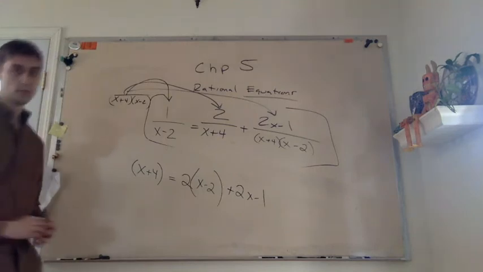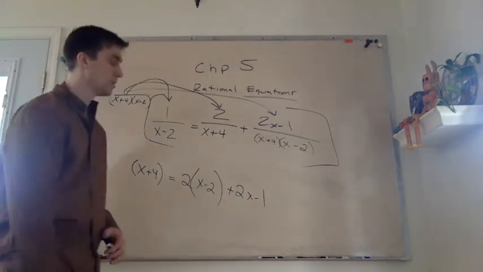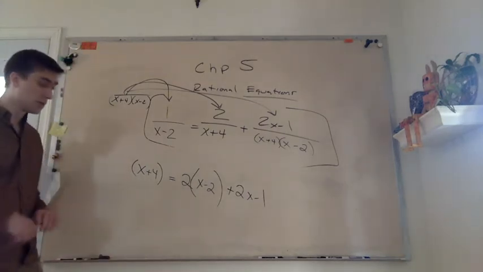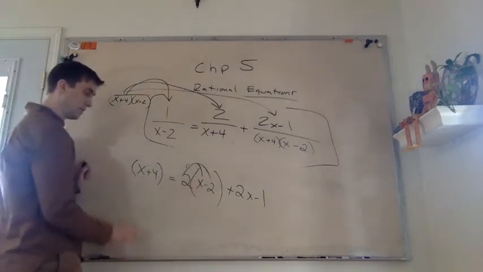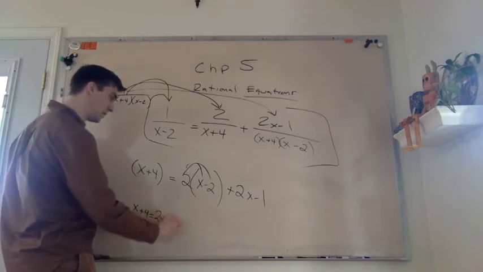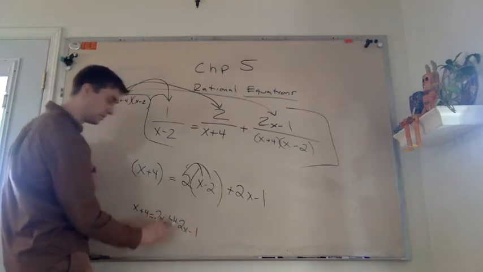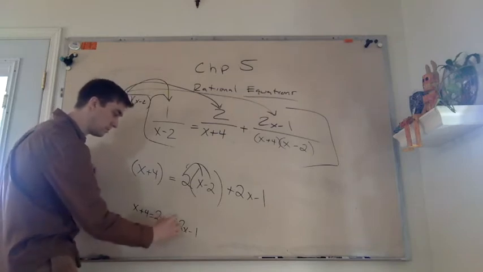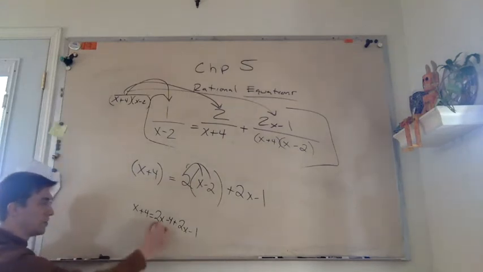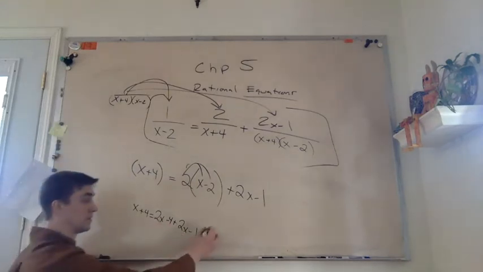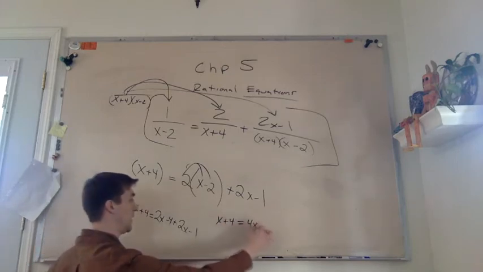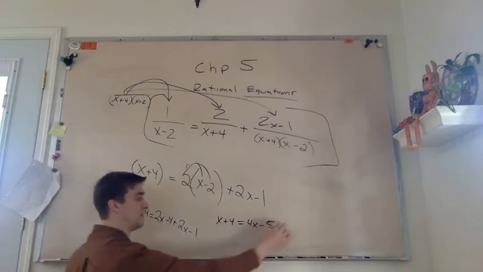Fractions cleared. This is just a regular old linear equation. Distribute the 2, collect like terms. So you get x plus 4 equals 2x minus 4 plus 2x minus 1. Collect like terms, 2x plus 2x is 4x. So you get x plus 4 equals 4x minus 4 and minus 1 is minus 5.